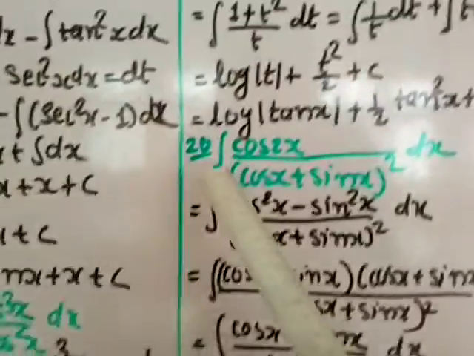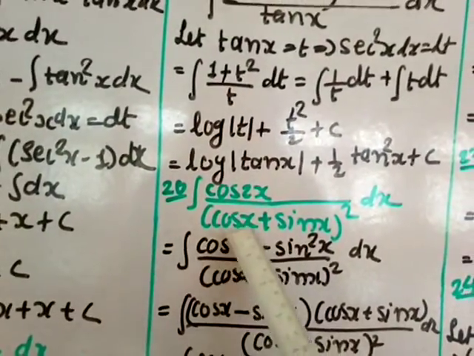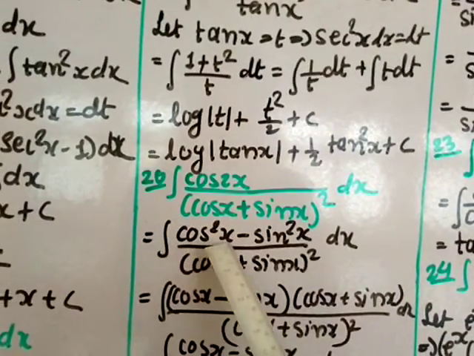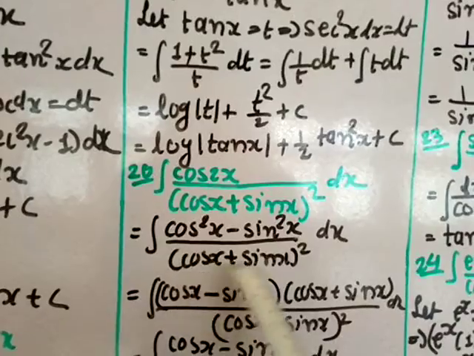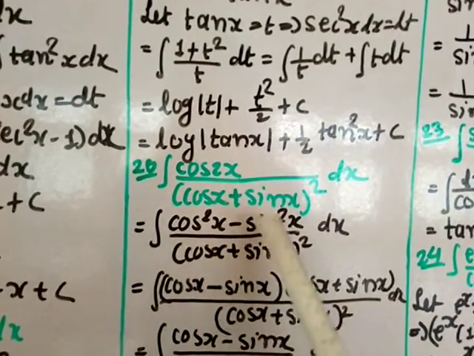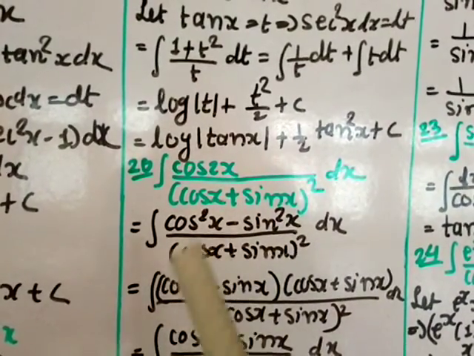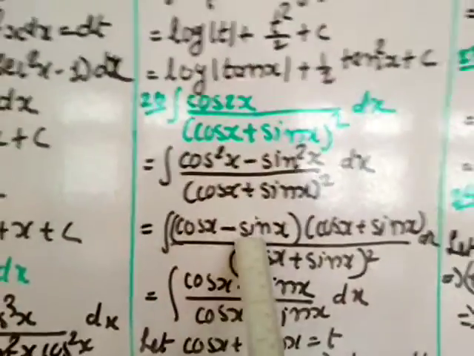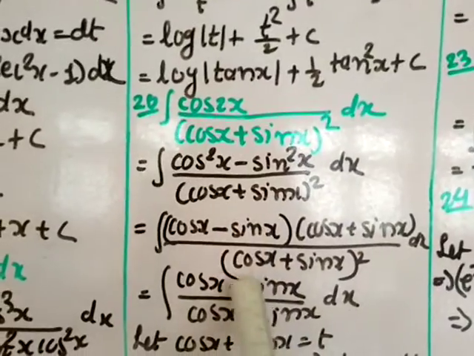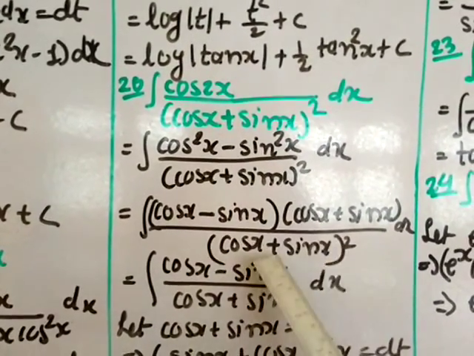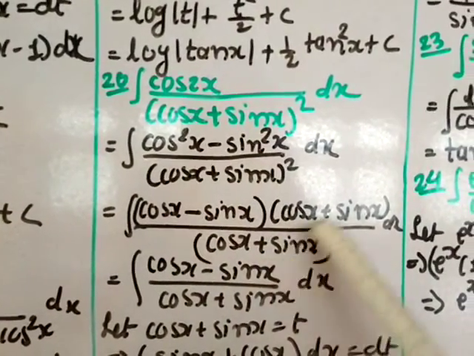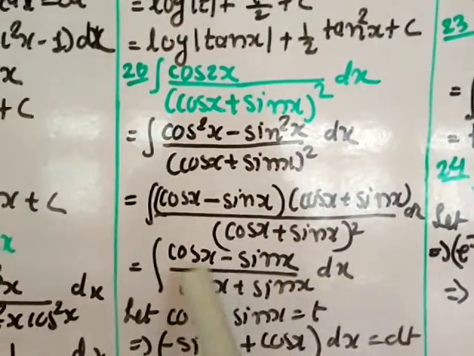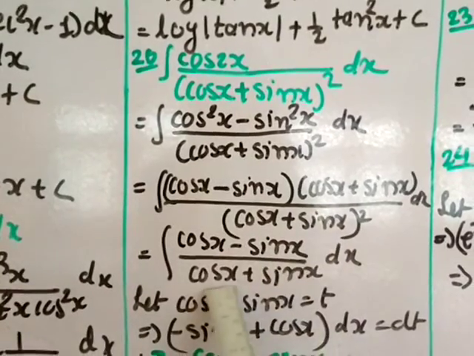Question number 20. Integral cos 2x divided by (cos x plus sin x) whole square dx. I am using the identity cos 2x, that is cos square x minus sin square x, and the denominator as it is. Now this again I am expanding using a square minus b square, that is (a minus b)(a plus b), because this is cos square minus sin square. So it gives you (cos x minus sin x)(cos x plus sin x), denominator (cos x plus sin x) whole square. So one cos x plus sin x will cancel, because this is 1 power, this is 2 power, so 1 power cancels. So here remains cos x minus sin x, and here remains cos x plus sin x dx.